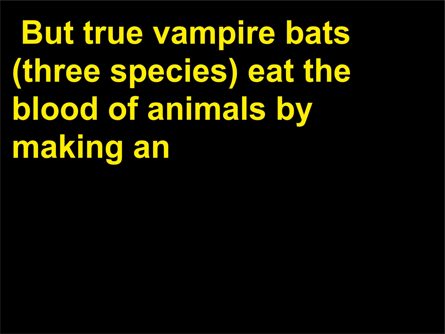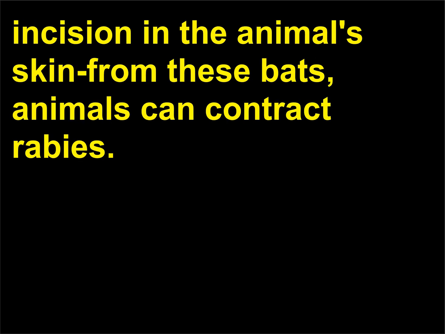But true vampire bats, 3 species, eat the blood of animals by making an incision in the animal's skin. From these bats, animals can contract rabies.